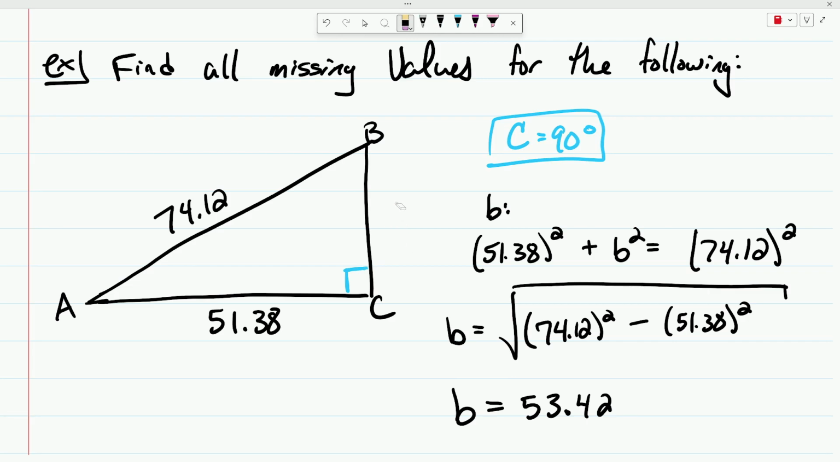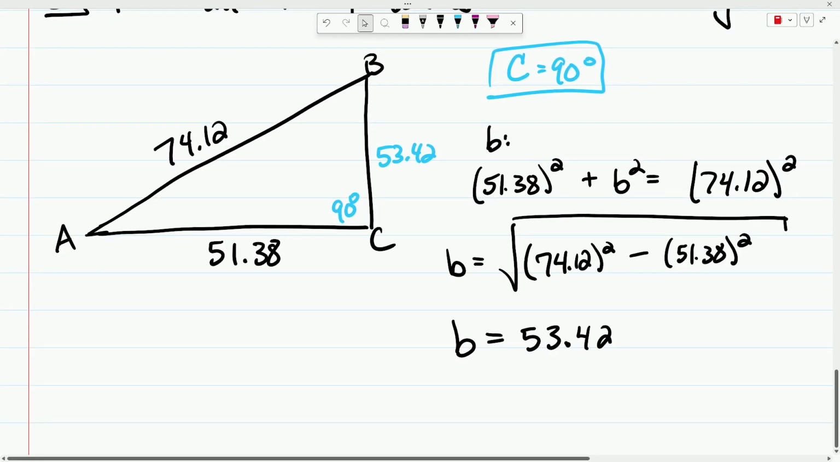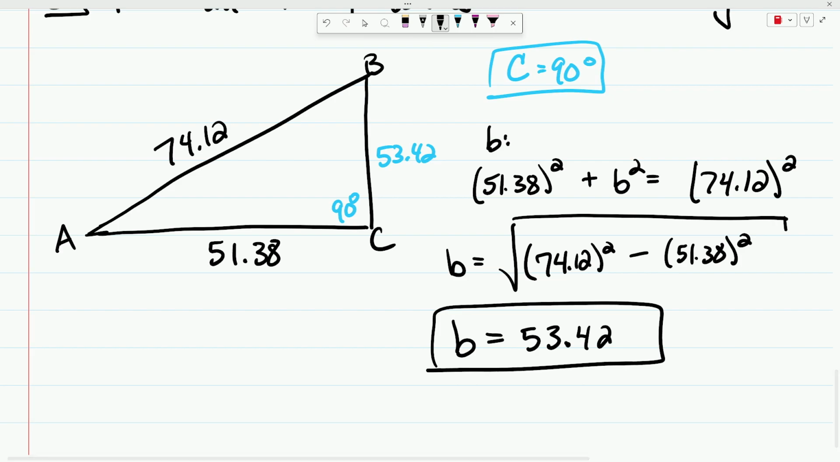All right, so now we have side B. In fact, you know what? I'm going to start just filling this stuff out. So that's 90 degrees. And then we have 53.42. Now the question becomes, how do we find these angles? And remember, we want to stick with the numbers that the problem provided for us. All right, so here's a nice little thing you can do. First, you're just going to draw theta. Now, if we look at theta, theta is adjacent to 51.38, which was given to us, and the opposite side is 74.12, also a value given to us.